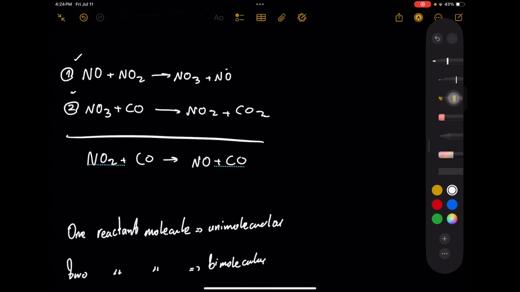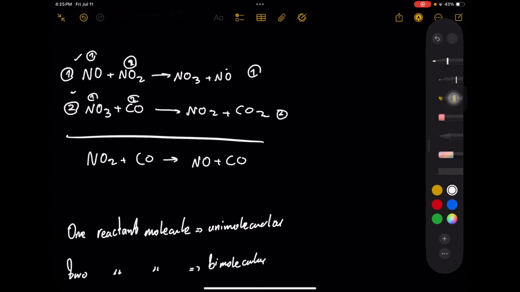And how did we get that? First, we have two reactant molecules here, 1 and 2. So this makes this reaction step bimolecular. And again, in this step, we have 1 and 2 reactant molecules. So overall, there are two elementary steps, and each step has two reactant molecules, so each step is bimolecular. Okay, so now let's get to the main point of this video.